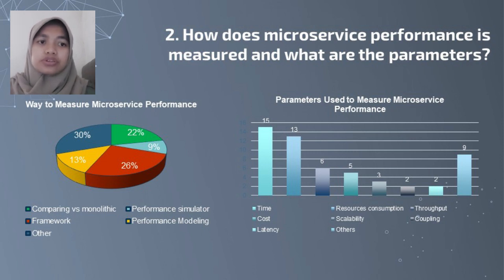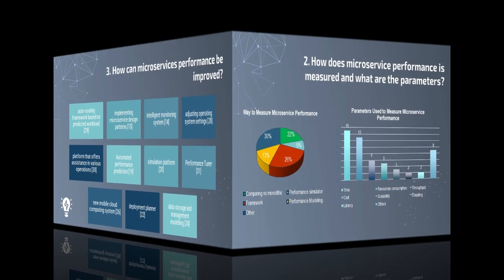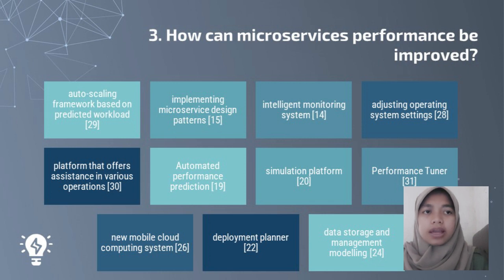And parameters used to measure microservice performance are time, resource consumption, throughput, cost, scalability, and so on, as you can see on the slide. The number on the bar chart is the number of studies that use the parameters to evaluate the microservice performance. And last question, how can microservice performance be improved?